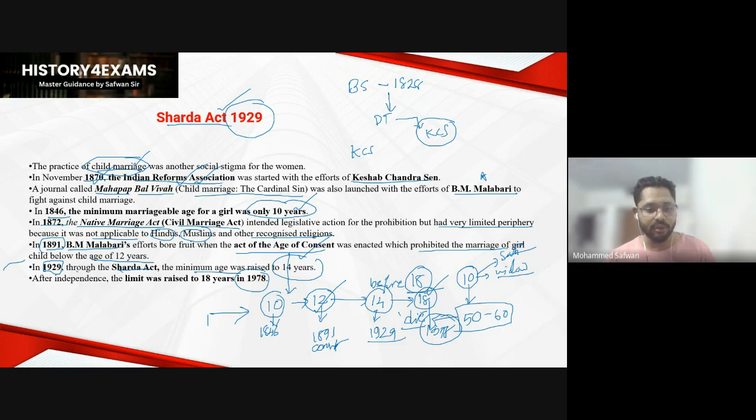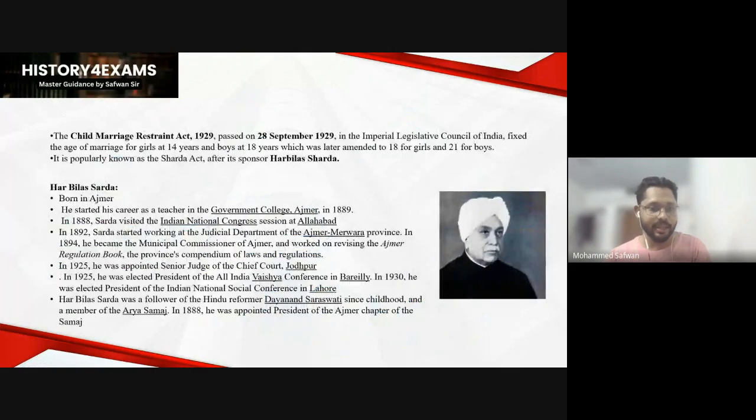So now we are going to discuss what the Sharada Act is. We have just discussed how the age of the girl child was increased through the efforts of B.M. Malabari and other social reformers of the time. The Child Marriage Act, otherwise called the Child Marriage Restraint Act of 1929, was passed on 28 September 1929 in the Imperial Legislative Council of India. It fixed the marriage age of girls at 14 and boys at 18. Later it was amended to 18 for girls and 21 for boys in 1978.